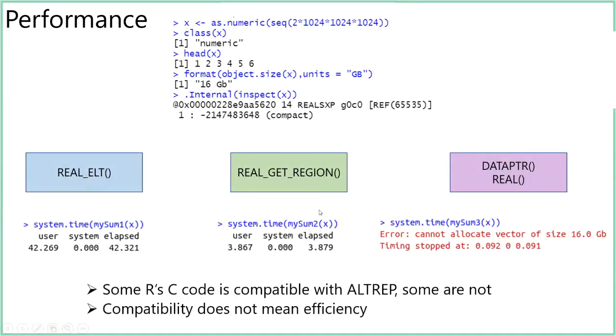And now this is a recap of the challenges with ALTREP. Some R C code is compatible with ALTREP. Like these first two, you don't have to change anything to make them work with ALTREP. But some are not, like the third implementation, where you just cannot allocate that large memory. And also, compatibility does not mean efficiency. Even though the first and the second one work with ALTREP, you can clearly see the performance difference between these two implementations. So that's the challenge with ALTREP.